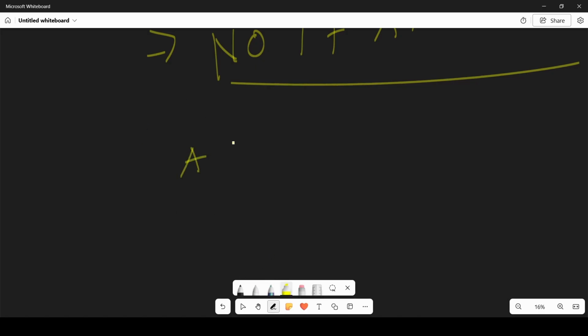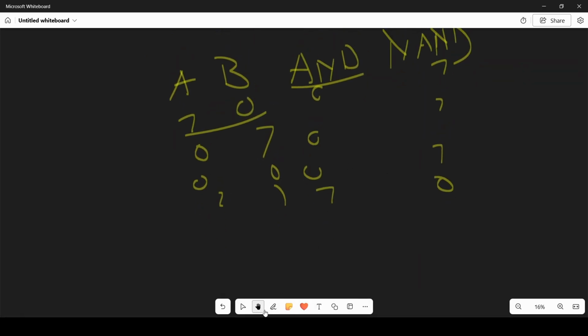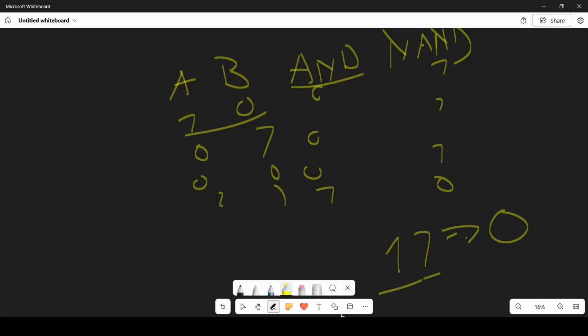The truth table of the AND gate is A and B with AND: 1 and 0, 0 and 1, 0 and 0, 1 and 1. 1 and 0 gives 0, 0 and 1 gives 0, 0 and 0 gives 0, 1 and 1 gives 1. The NAND gate is basically the opposite of the AND gate, so 0 will give us 1, 1, 1, 0. So from this we can understand that the NAND gate will give us false only when both inputs are true. So it is just the opposite of the AND gate.